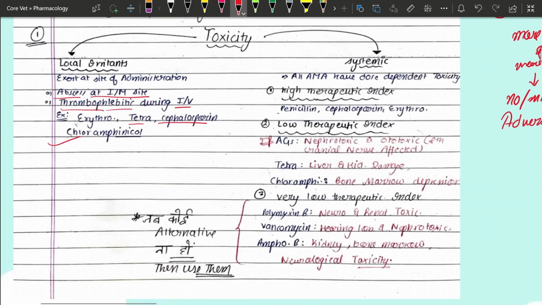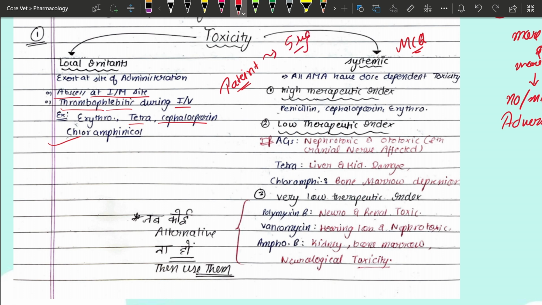Now the systemic type of toxicity is important because certain objective or MCQ questions come from this part. They are going to ask which particular antibiotic shows which kind of toxicity. All AMA have dose dependent toxicity, which means if you increase the dosage of a particular antibiotic above the required level, there is toxicity.